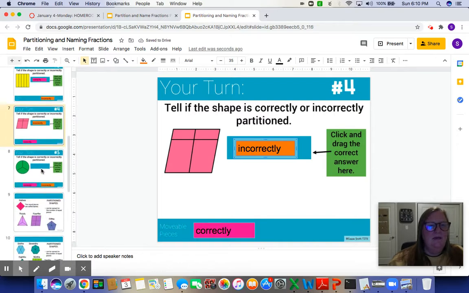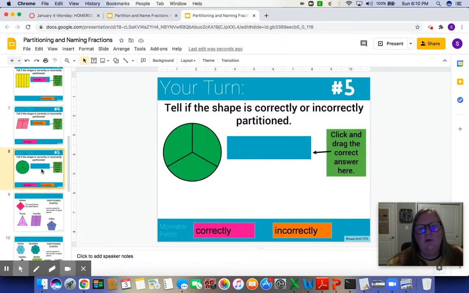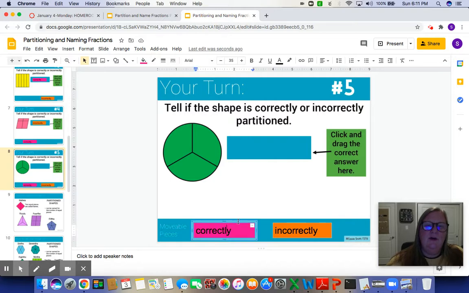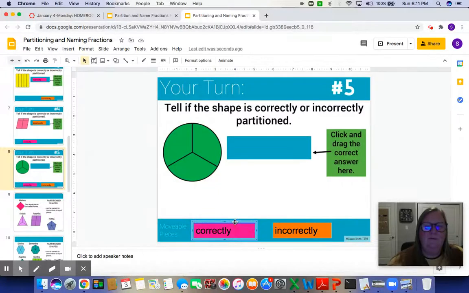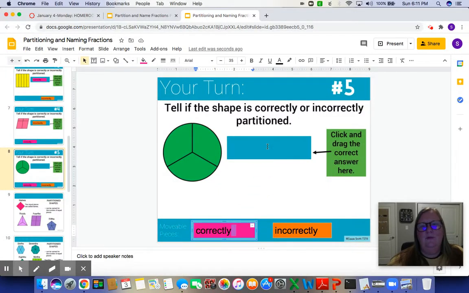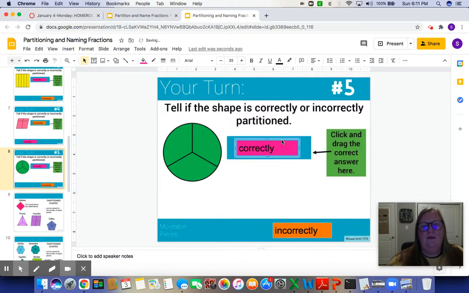And the last one that we're going to look at is this circle. Again, it's divided into 3 pieces, and all 3 pieces are equal or the same size. So we would say that they are correctly partitioned. And we're going to drag that up there, maybe. All right. So that's partitioning, and you will get to practice that on 5 slides in your practice today.